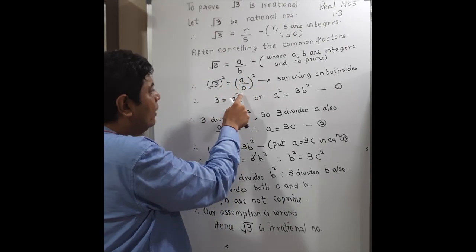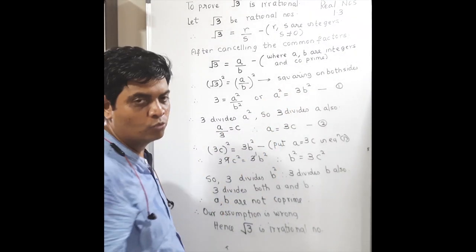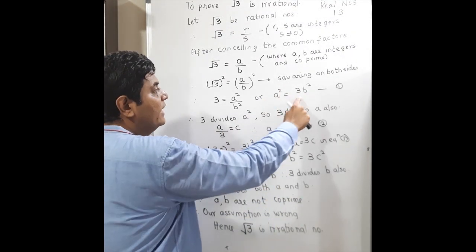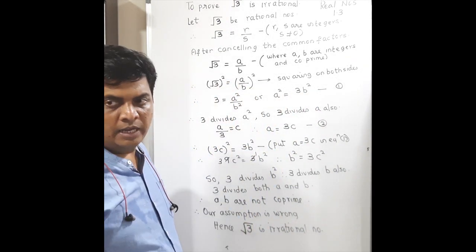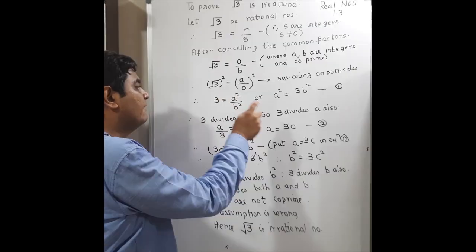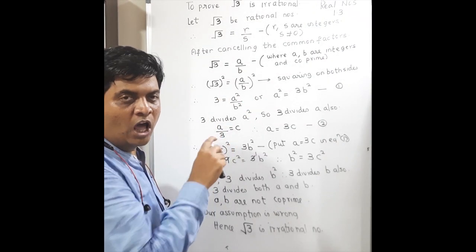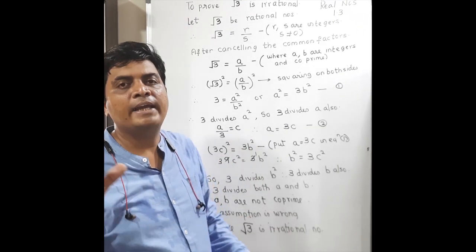So 3 is equal to A square upon B square, or A square is equal to 3B square. So A square is 3 into B square, that means 3 can divide A square. If 3 can divide A square, then we have a theorem that 3 can divide A also. So now if 3 is dividing A, then A upon 3 should be an integer.